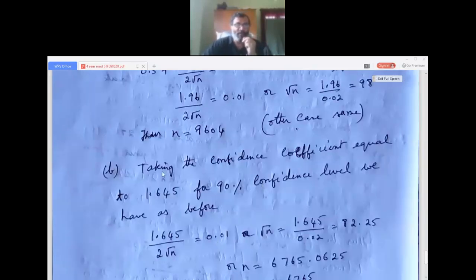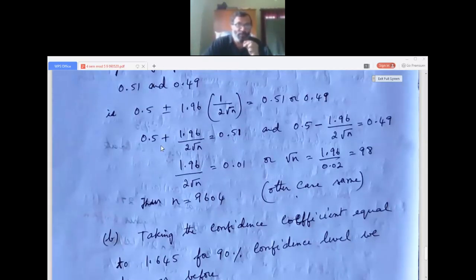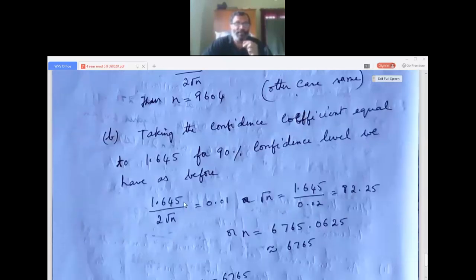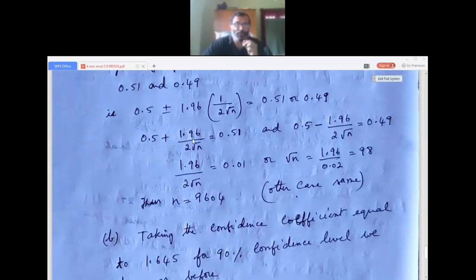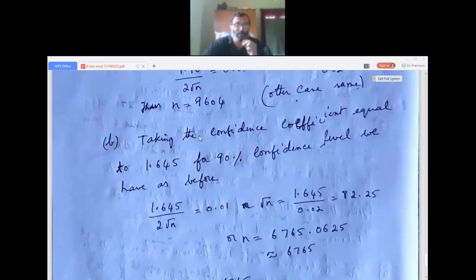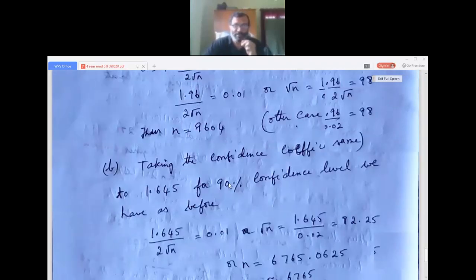So the same way you calculate, in place of 1.96 it will be 1.645. So the same thing it is. So we get here 1.645 by 2 root n is equal to 0.01. Why 0.01? Same step, 0.5 plus or minus 1.645 by 2 root n is 0.51 or 0.49, like that. So the next step, it will be 0.5 plus 1.645 by 2 root n is 0.51. Next step, it will be 1.645 by 2 root n is 0.01. That I have written here directly instead of wasting time.